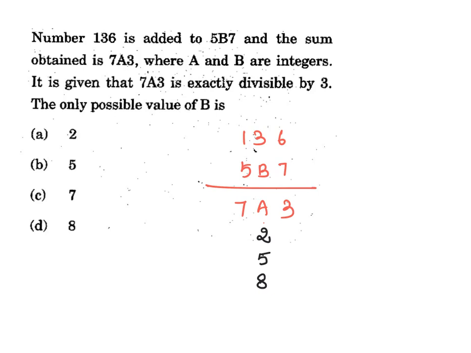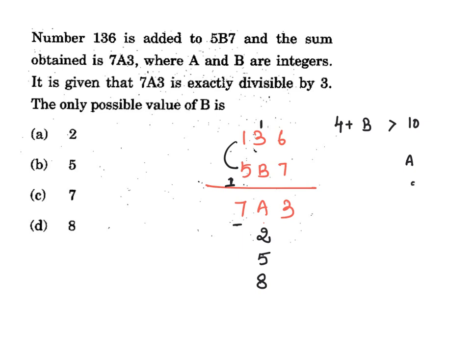Now the only possible value of B he is asking you. 6 plus 7 is 13. So 1 carry here. So 1 plus 3, 4. 4 plus B. 1 plus 5 is 6 actually, but you are getting 7 here. So which means you are getting 1 extra here. So 4 plus B should be more than 10. And unit digit of it must be A.